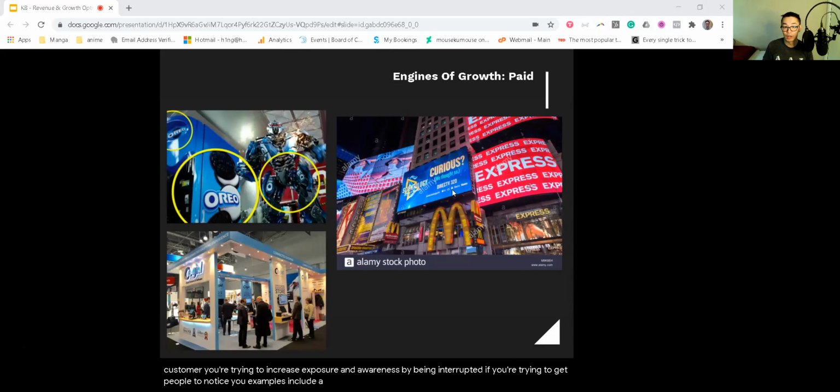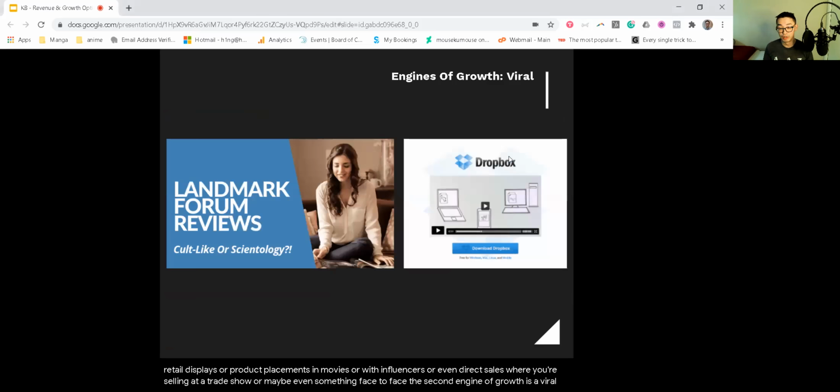Examples include ads like online ads, TV ads, or radio ads, or visual merchandising like retail displays, or product placements in movies or with influencers, or even direct sales where you're selling at a trade show or maybe even selling face-to-face. The second engine of growth is the viral engine of growth.